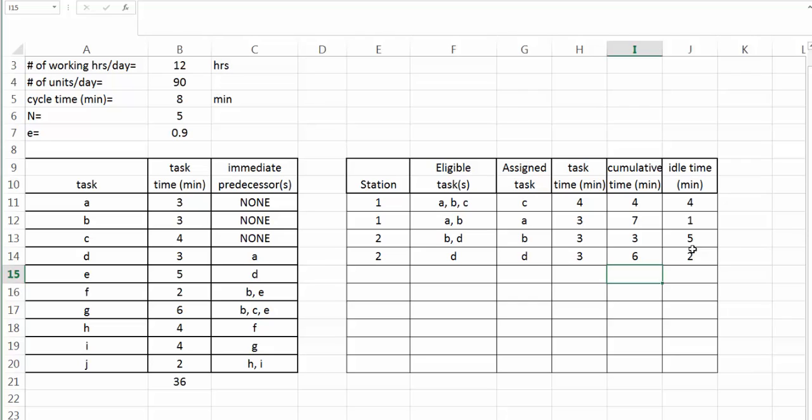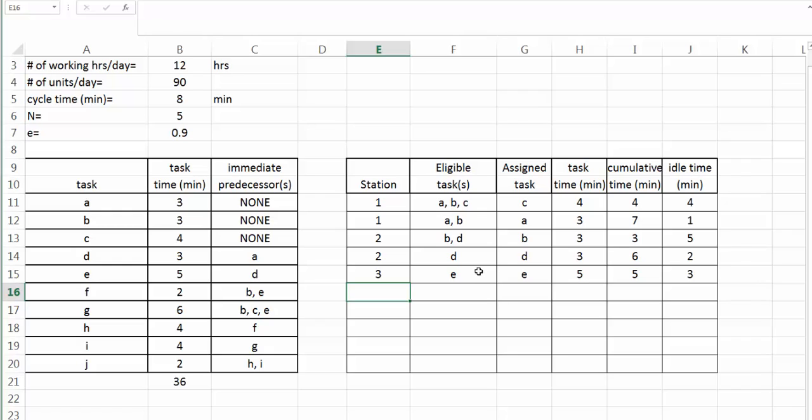2 minutes is not going to be enough for the next eligible task. So we are going to look at workstation 3. Which tasks are eligible? Let's take a look. A, B, C, D are assigned. After that, E is the only one eligible. So we're going to assign E to workstation 3. It takes 5 minutes, cumulative time 5 minutes, idle time 8 minus 5, which is 3 minutes.